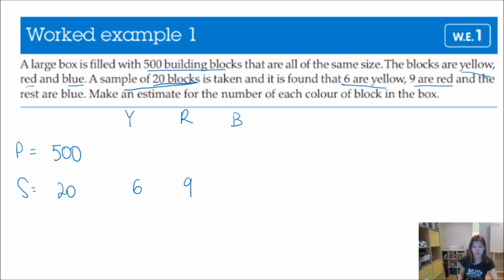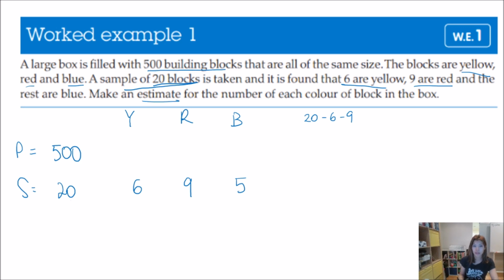So how do we find the blue? We take 20 minus 6 minus 9. 20 minus 6 is 14. 14 minus 9 is 5. So there's 5 blue. Just double check. 6 plus 9 is 15. Plus 5 is 20. So that's how many there are in the sample. So we're good. Let's keep reading.